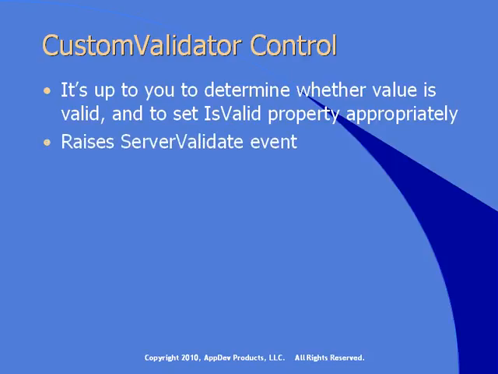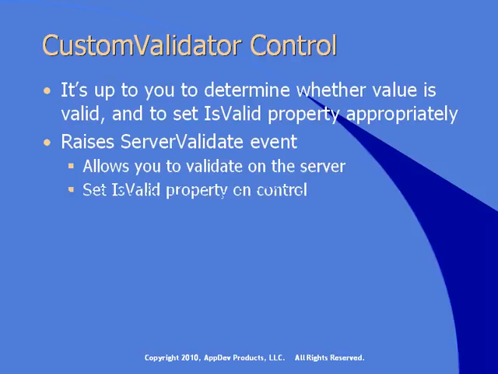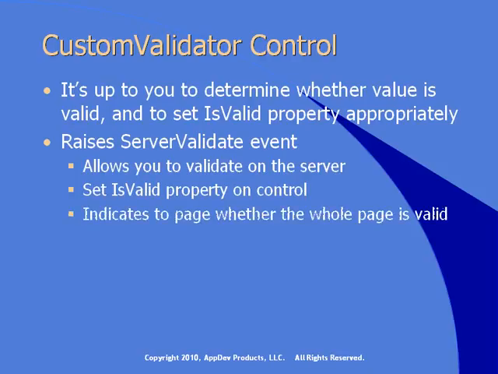The custom validator control raises the server validate event, and this allows you to validate on the server. Since it's an event, the code you run happens on the server. That's the only place it could happen. You'll want to set the isValid property of the control, and this indicates to the page whether the whole page is valid or not. It can't be valid unless your control is valid.